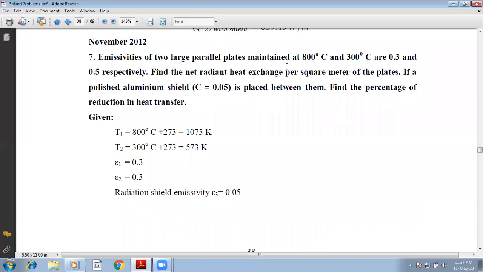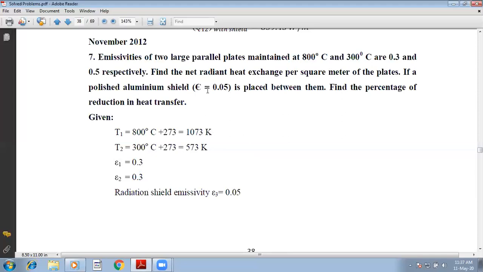Now in this case, he has given temperatures in degrees Celsius. You need to convert them into Kelvin. He has given the emissivities epsilon 1 as 0.3 and epsilon 2 as 0.5. So I think he has made some mistake here. It should be 0.5 according to the given problem.